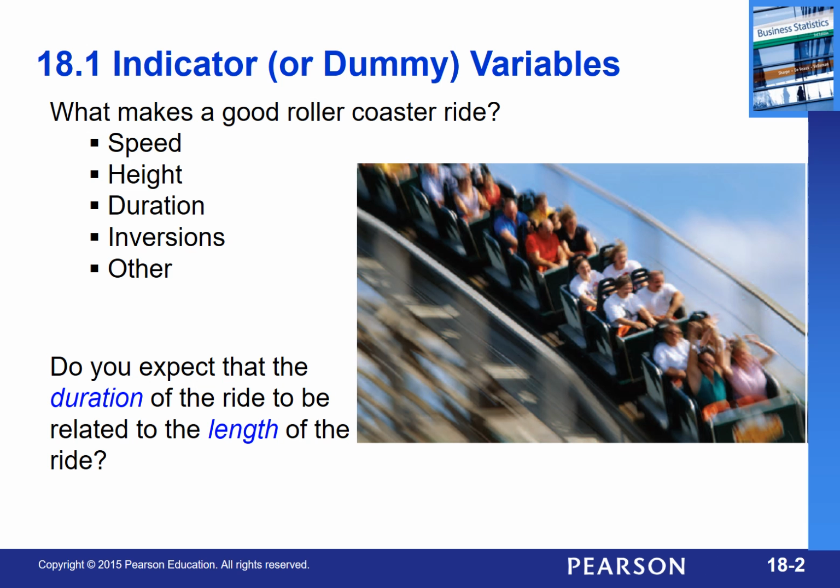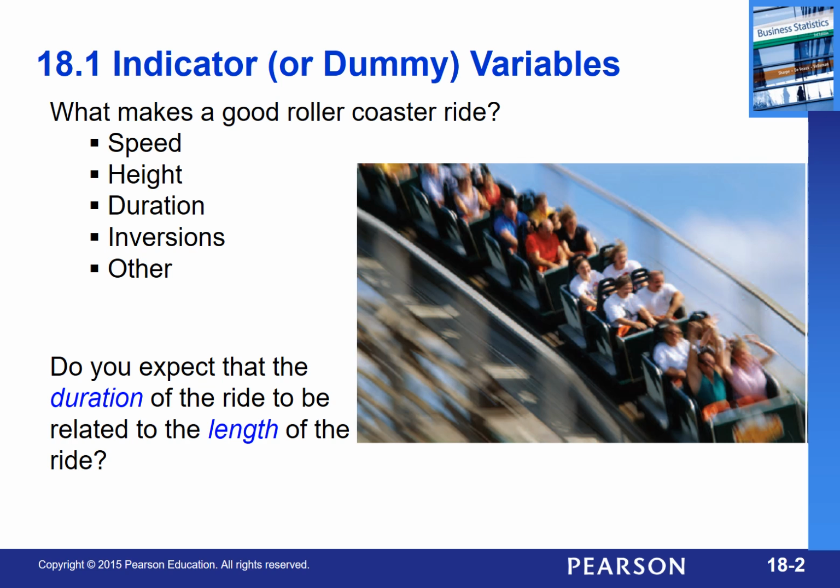Okay, so the first thing we're going to talk about is what's called an indicator or dummy variable. So I want you to think about riding a roller coaster, because that's the data we're going to be dealing with. The first thing we want to look at when it comes to riding a roller coaster is we want to ask, hey, what makes a good one? Is it speed, height, duration, so length of time of the ride, inversions, or something else?